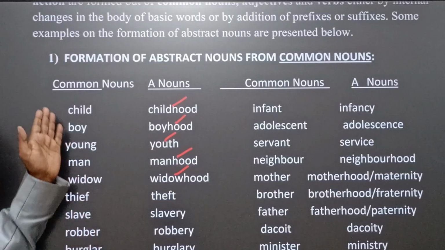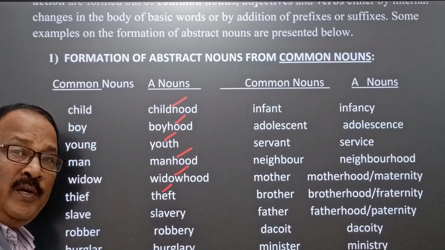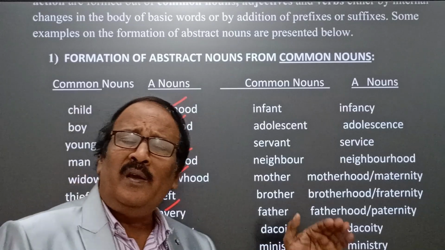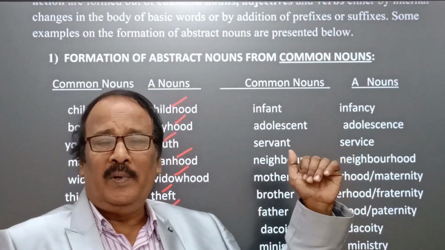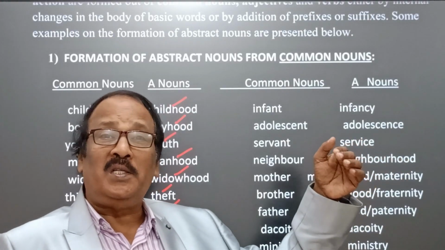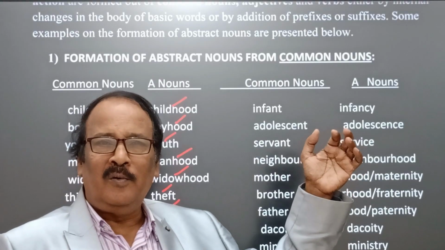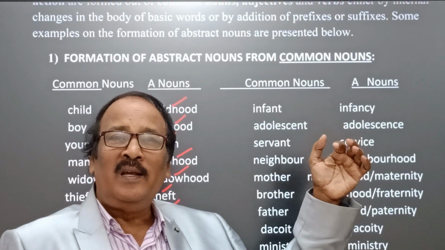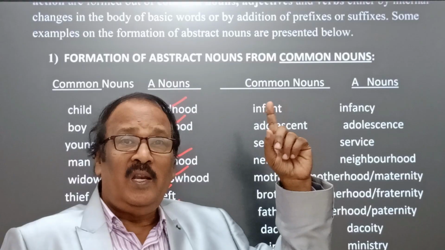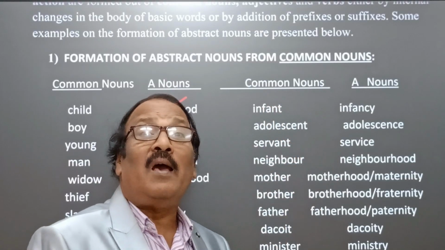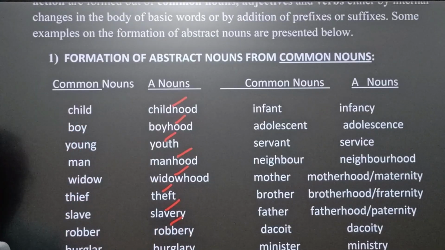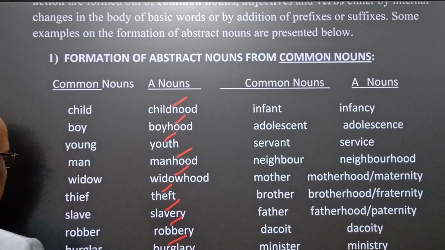Here thief is a common noun, but theft is the abstract noun. Then slavery, a very inhuman activity which was there in our society, but was abolished by the famous 16th president of the United States, Abraham Lincoln, who became famous for the abolition of slavery. Then robbery and burglary.